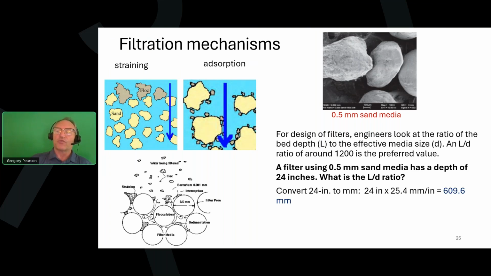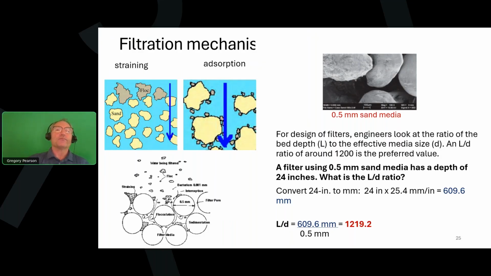Well, first of all, we'd convert the 24 inches to millimeters. 24 times 25.4 millimeters per inch gives us the bed depth of 609.6. We can divide that by the 0.5 millimeter of the particle size, and we get this L/D ratio of around 1219, which is pretty close to that preferred ratio of 1200. And really what we're looking at is what is the overall surface area that's available to treat.